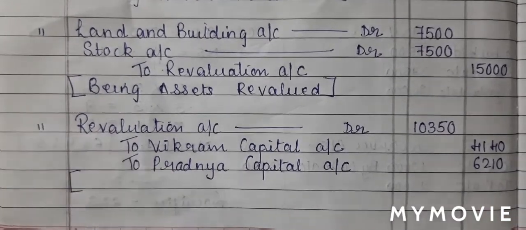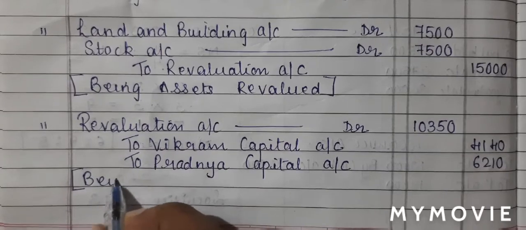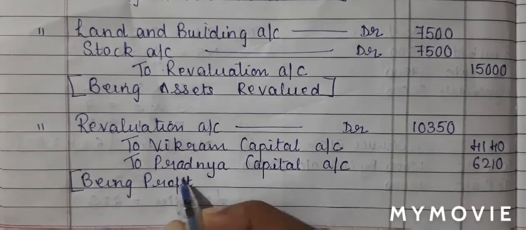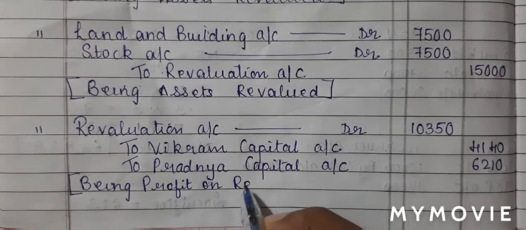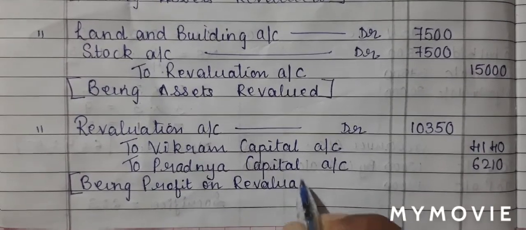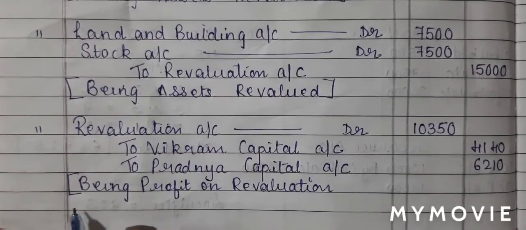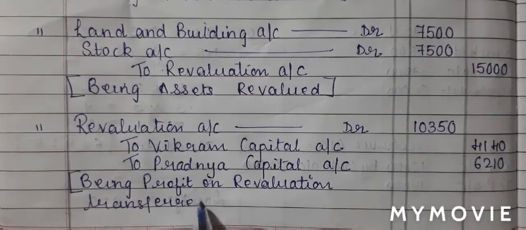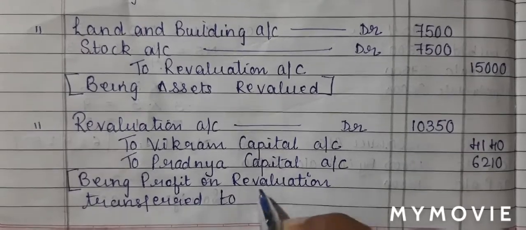I'll write the narration. Date will be as same. I'll write the narration as being profit on revaluation transferred to capital account.